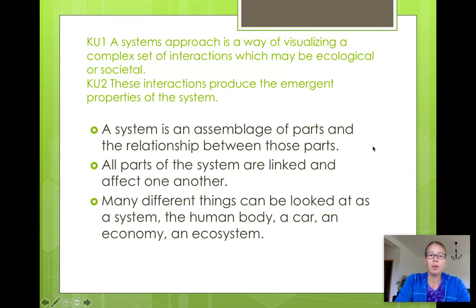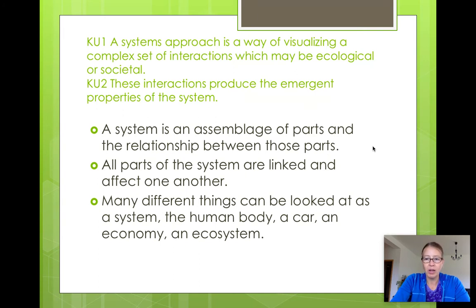So a system itself, just defined, is an assemblage of parts, and the relationships between the parts. With my example of the bicycle or a car or whatever that is, it's not just one of the parts. It's not just the wheel, or just the pedals. It's the wheels and the pedals and the handlebars, and maybe even the person riding it. How do those parts interact with each other? The chain goes around the gears, which then turns the wheels. So all parts in the system are linked and have some sort of impact on the others.